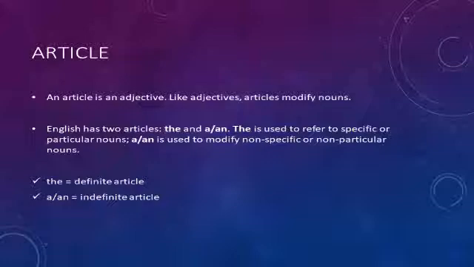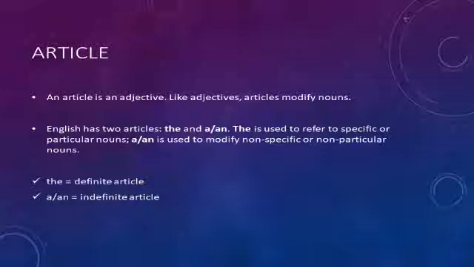Article. An article is an adjective. So like adjectives, articles modify nouns. English has two articles: the, and a or an. The is used to refer to specific or particular nouns, and a or an is used to modify non-specific nouns. So the is the definite article and a or an is the indefinite article.